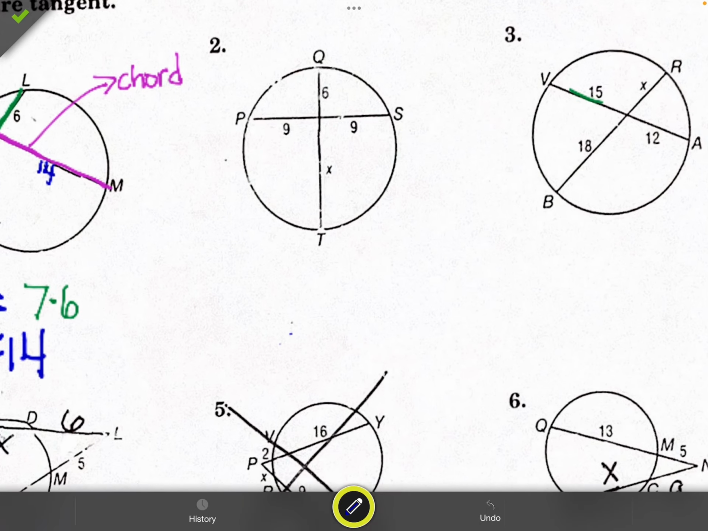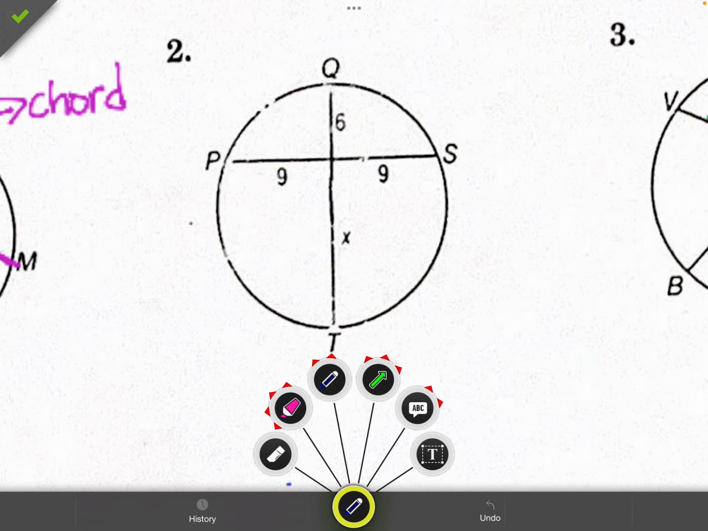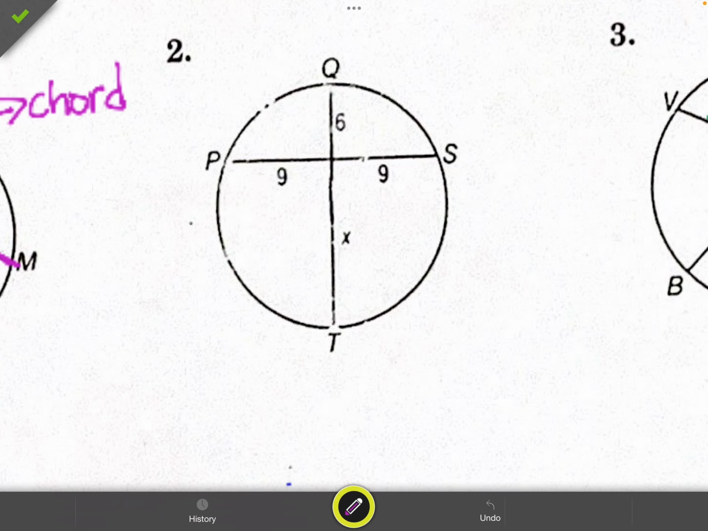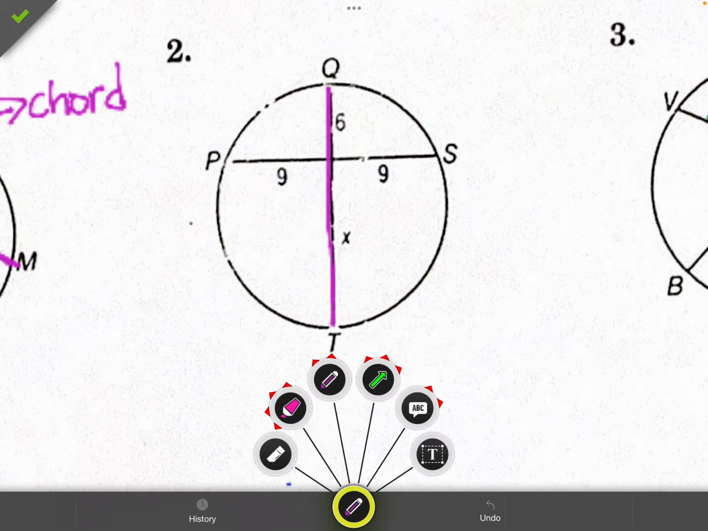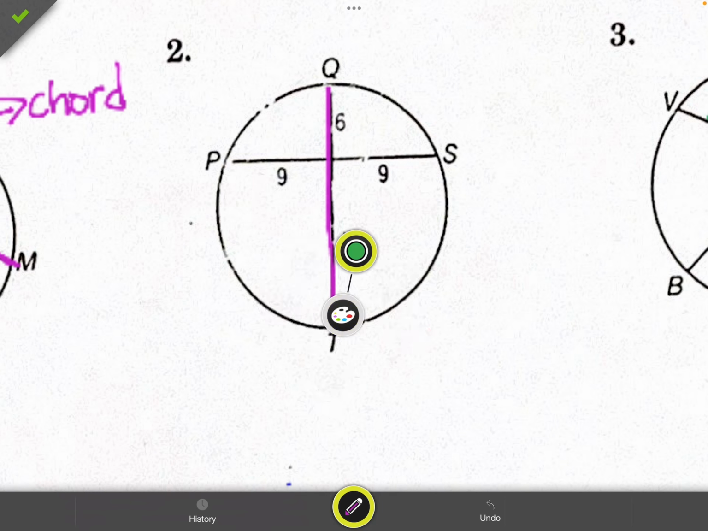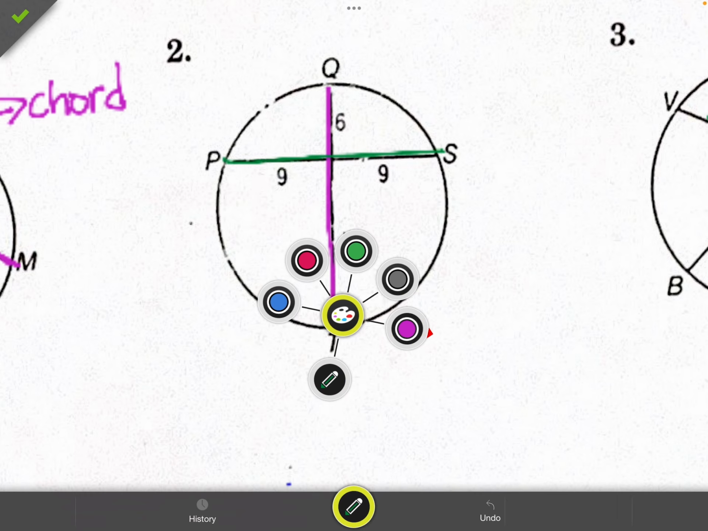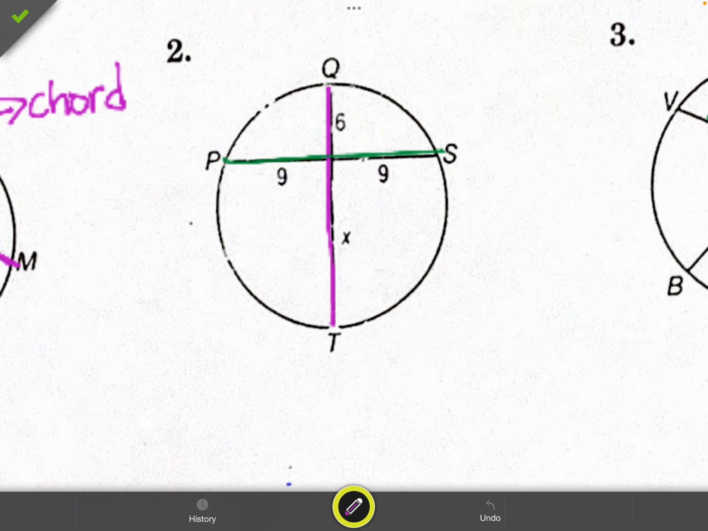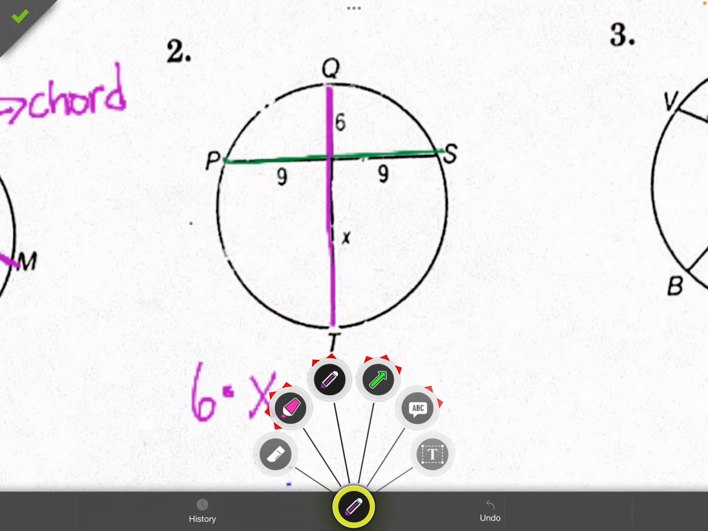All right, let's look at number 2. Again, I would color code until you feel comfortable with making sure that you're looking at the right pieces. So there's one segment. Here's my other. If I look at my purple segment, the 6 and the X are both inside. If they're both inside, that's a chord. A chord is piece times piece. So I'm going to say 6 times, what's my other piece? X. So we're done with that segment.